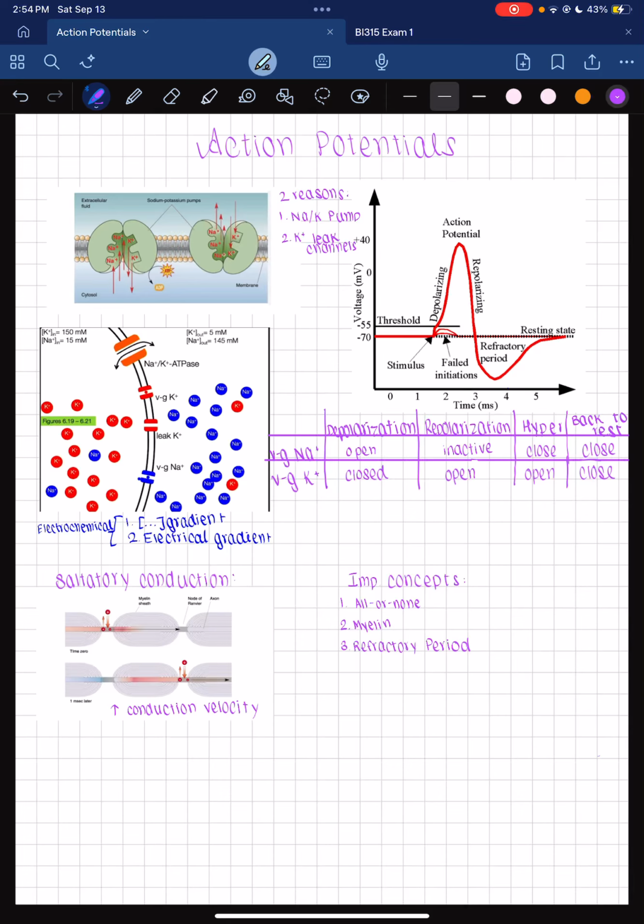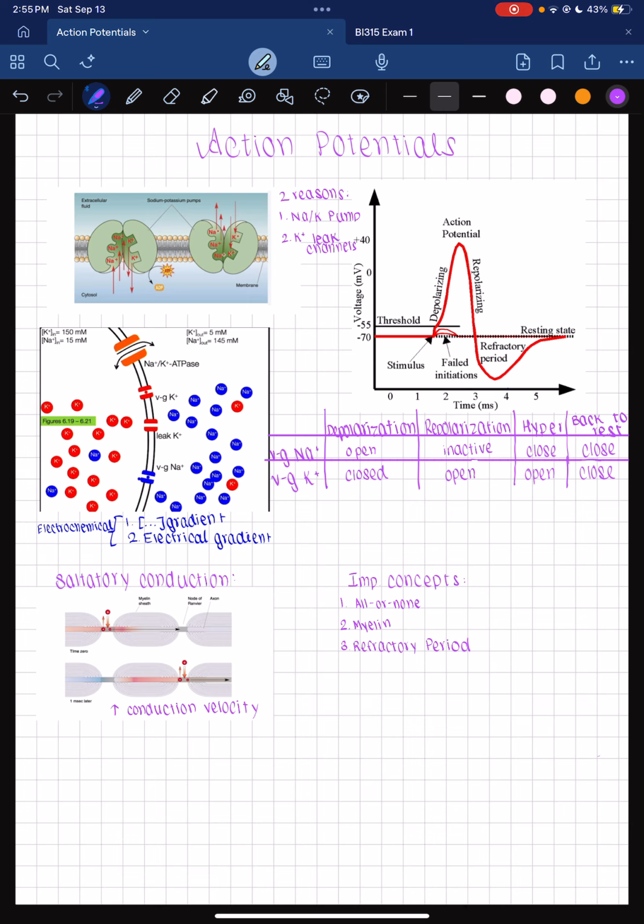Hi everyone, today we're going to be talking about one of the most fundamental processes in neuroscience and an MCAT favorite, the action potential. The MCAT expects you to not only know the steps, but why each step happens. That's exactly what we're going to be covering today. So, what is an action potential?